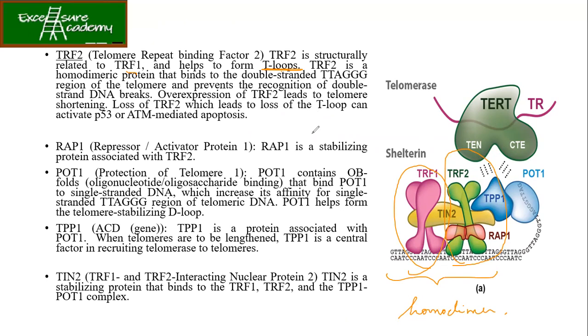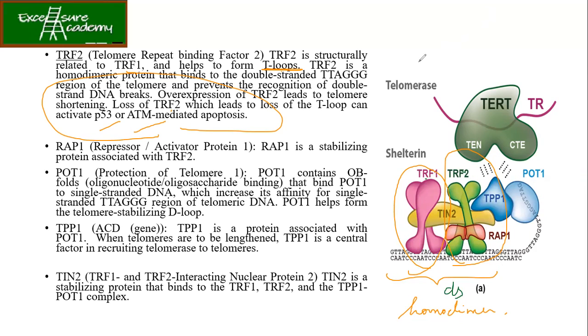Now, overexpression of TRF2 leads to telomere shortening. Okay. And loss of this leads to the T loop activating your P53 and ATM mediated apoptosis. So this comes later when we talk about the regulation, as we will study in DNA repair. For now, just remember that TRF1 and TRF2 bind to the double-stranded telomere structure, and they are responsible for forming the T loops.